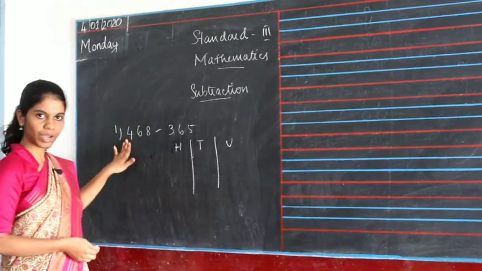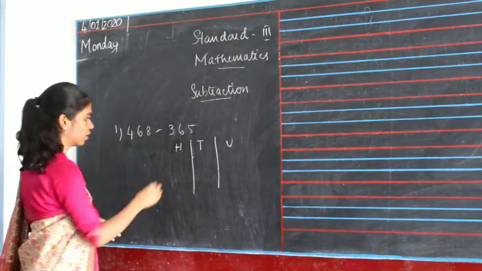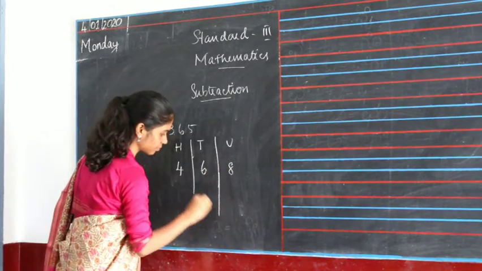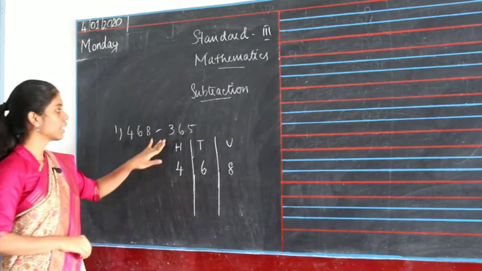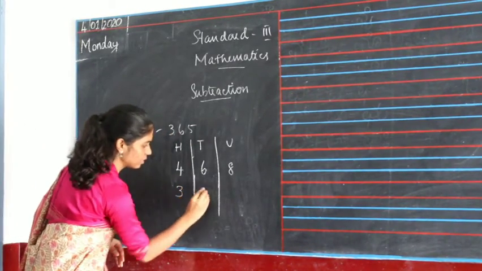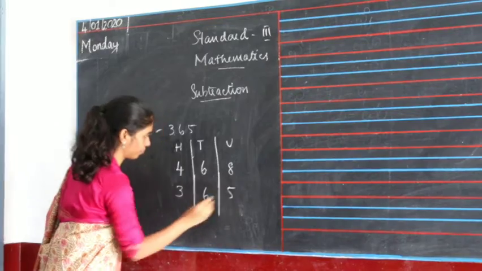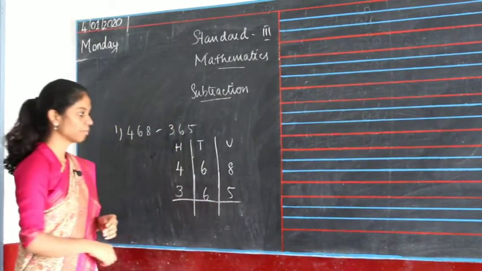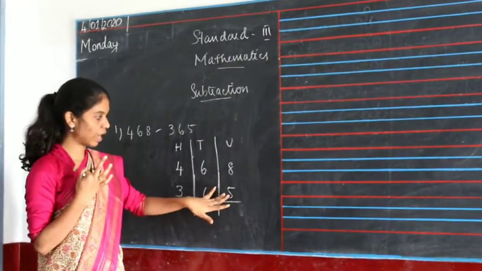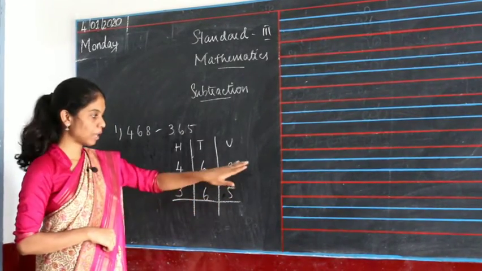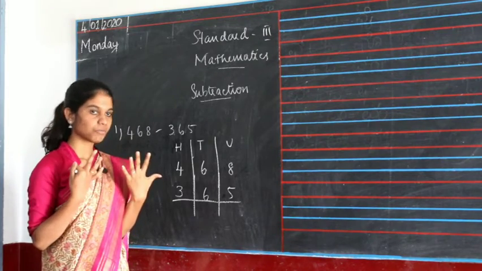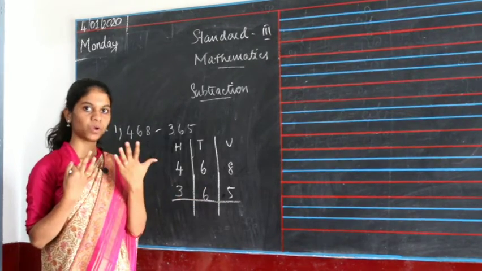First here you have 468, and down here you have 365. Now here you have 8, and here you have 5. You have to subtract 5 from 8.